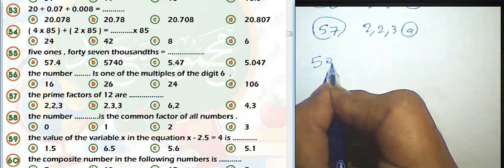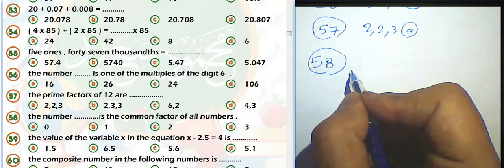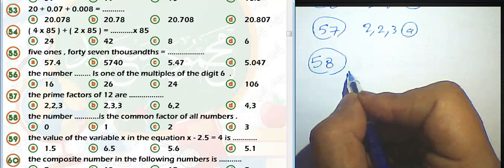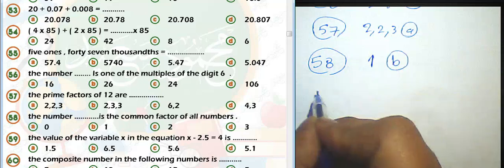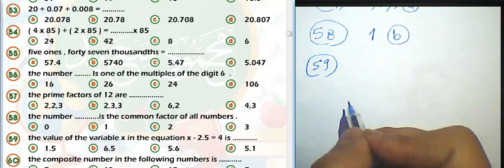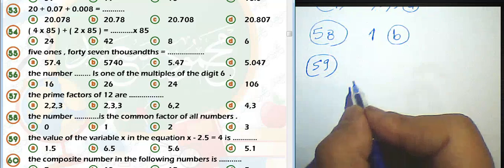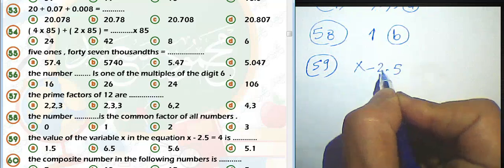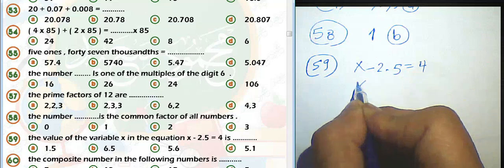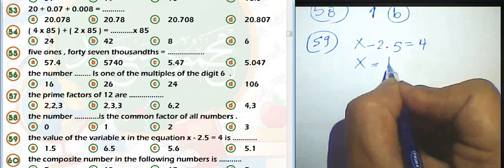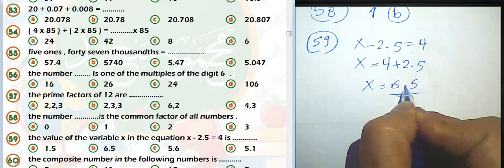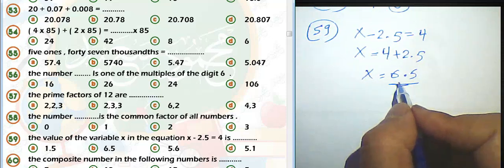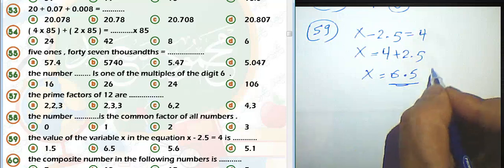Question 58. The number space is a common factor for a number. Common factor, it will be 1. Letter B. Okay, question 59. The value of the variable x in the equation x minus 2.5 equals 4. It will be x equals 4 plus 2.5, x equals 6.5. So the variable x will be 6.5, we must choose letter B.